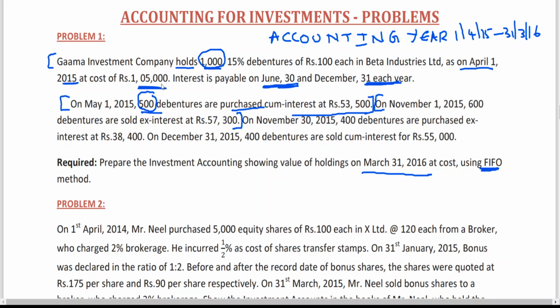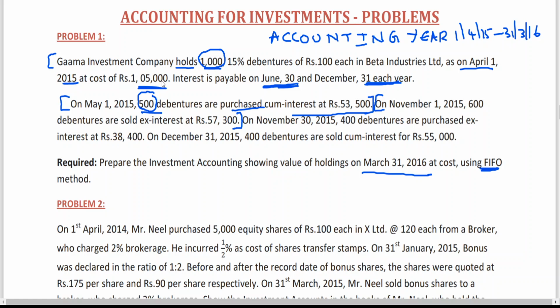For 1,000 debentures, cost price is 1,05,000. What is the cost price for 600 debentures? Out of 1,000 debentures, we are assuming 600 debentures have been sold under FIFO method. Generally, as I explained in the notes, we follow either FIFO or average cost method. In this problem, the instruction is to do FIFO, and I am going by this. Clear to all of you? So come on, tell me how to calculate, my dear friends, under FIFO, the 1,000 debentures.